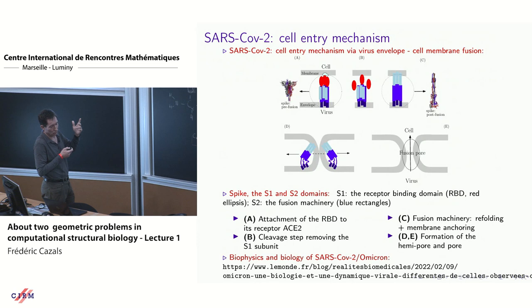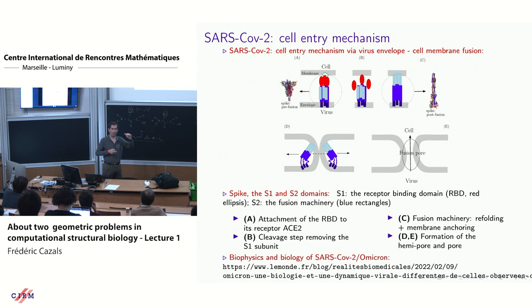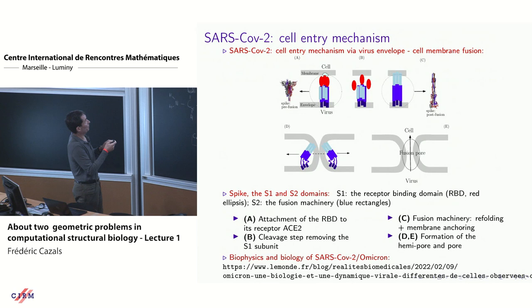To explain this, it's like a robber who wants to enter an apartment on the first floor. With the left hand, he's going to attach himself to the window, and with the right hand, he's going to punch a hole into the glass. So the blue region of the spike is the left hand to attach itself, and the red one the opposite. The red is the left hand to attach itself, and the blue is the right hand to punch a hole into the window.